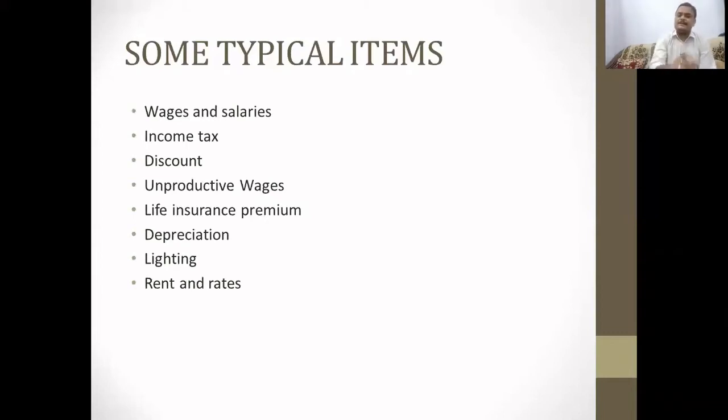If it is written salary and wages, it will be treated as salary, and it will show in the debit side of the profit and loss account. So wages and salary shows in the debit side of the trading account, and salary and wages shows in the debit side of the profit and loss account. Income tax. Income tax is treated as the personal expense of the owner. It is not shown in the debit side of the profit and loss account. It is shown as the personal expense of the owner.